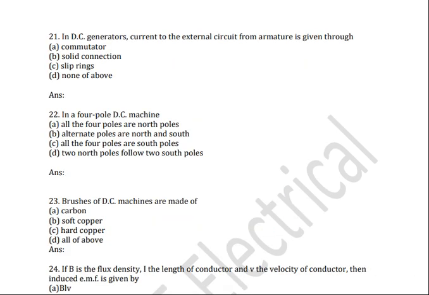First question: in a DC generator, current to the external circuit from the armature is given through which one? Commutator, solid connection, slip rings, or none of the above. The correct answer is commutator.